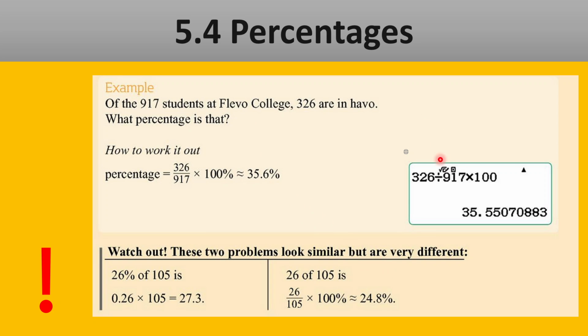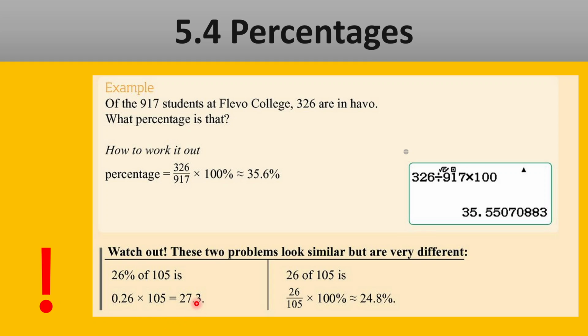And here you have an example with something like this. What percentage is 326 of 917? Divide one by the other times 100%. Is approximately 35.6%.